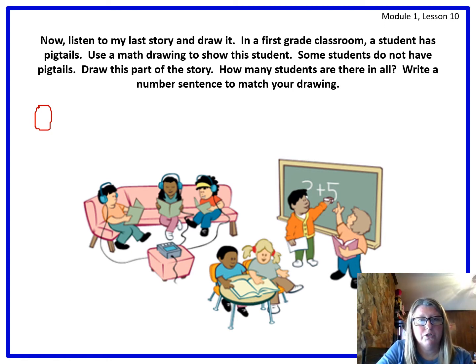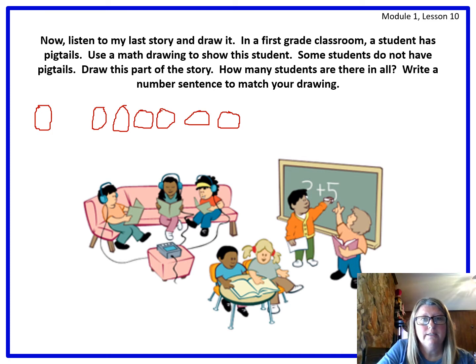1, 2, 3, 4, 5, 6. So I'm going to draw 6 circles. 5, 6. All right. So it says, how many students are there in all? Well, I know that means I'm going to add. So let's find out how many students are in the class.